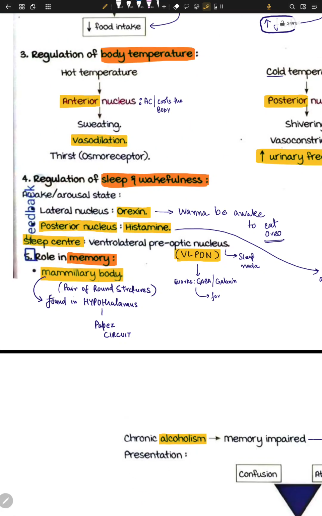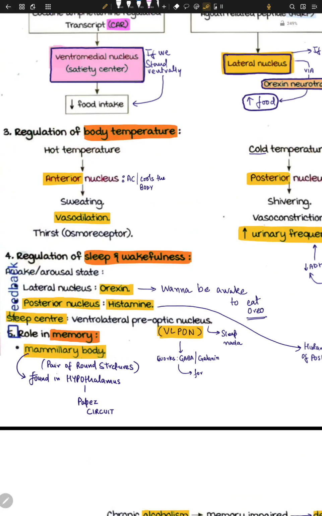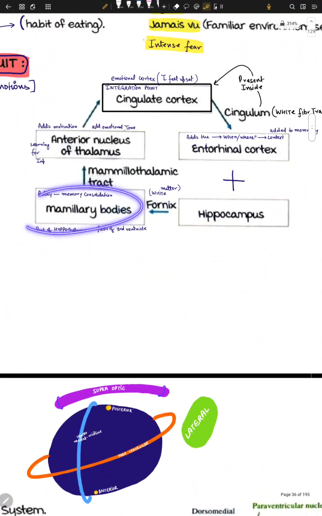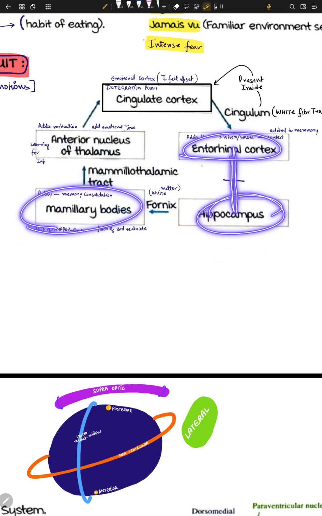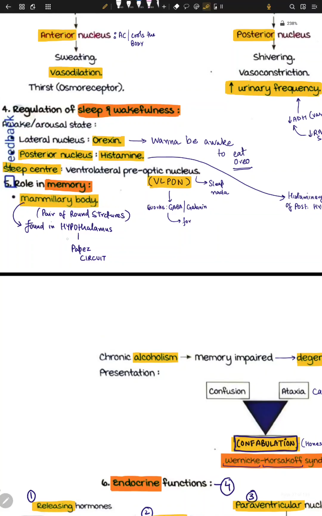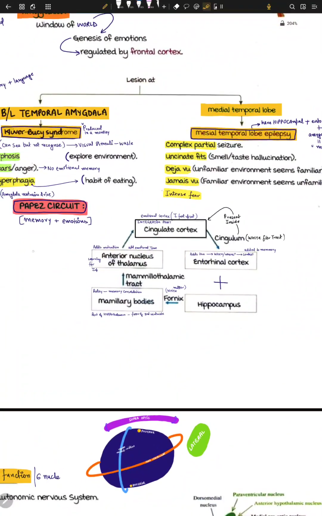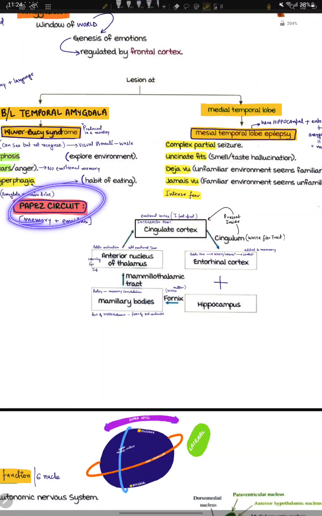Other thing is called memory. So hypothalamus has something called mammillary body, right? Here it is, the mammillary body. This mammillary body is a pair of structures found in hypothalamus, and it works in the Papez circuit. We already talked about Papez circuit. Let's go to the Papez circuit again.